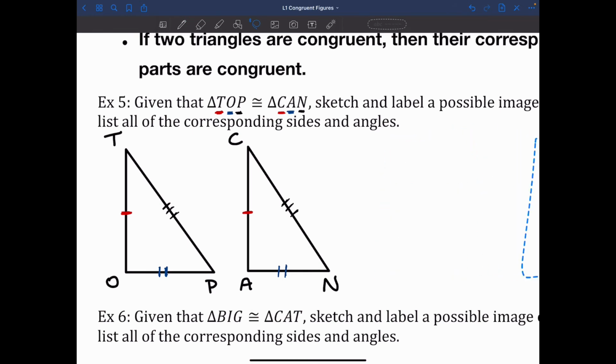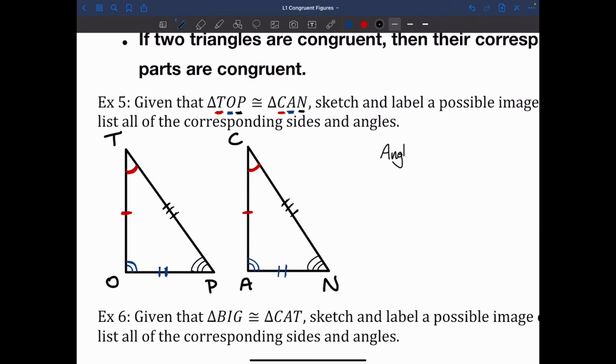As far as the angles go, we're going to take a look at those as well. I'm going to again use red, blue, and black, so if you're following along with that, I'm going to use the same idea. Angle T up here is going to be congruent to angle C in the other one, because again, they're kind of in the same location. They're corresponding. Angle O is going to match up with angle A. And then angle P is going to match up with angle N. Notice that I put different numbers of little arcs into each one of those, just to show which ones match up.